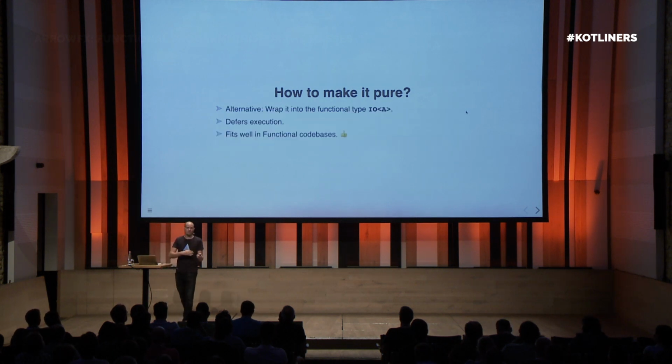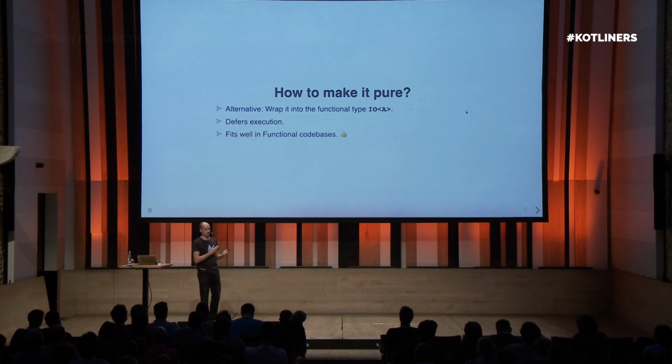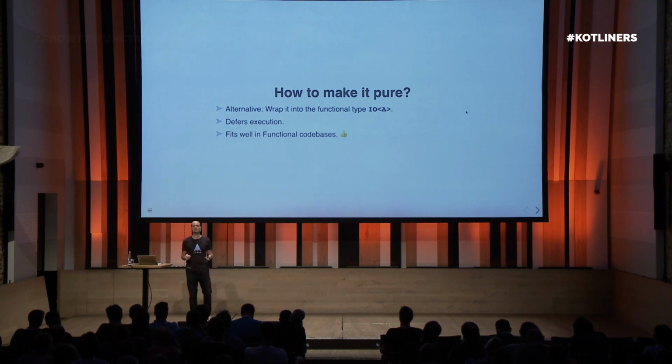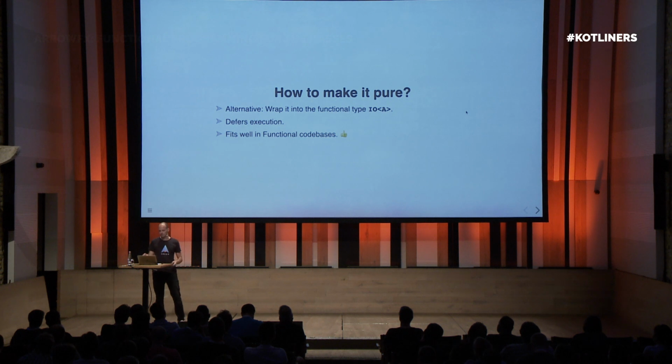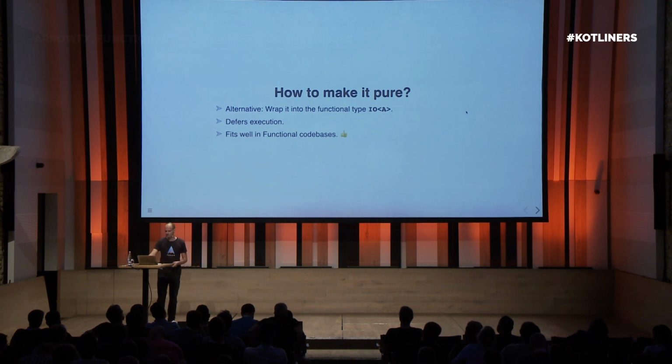But there is a more functional approach to this. Instead of returning a function, we could return the functional data type, IO. IO is the same thing. It's saying, this is a computation that is deferred. It's an IO computation, but you still keep the power to decide when to run it. So it defers execution out of the box. And of course, it fits well in functional codebases, because it's designed for that.